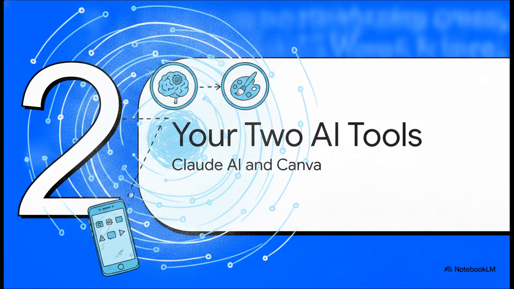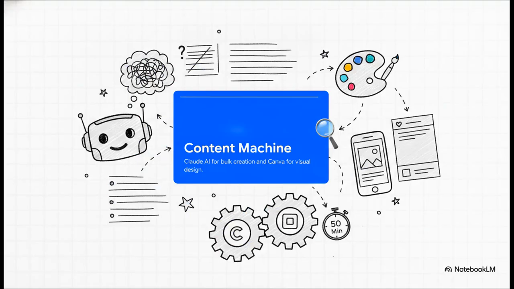Moving on to Section 2, your 2 AI tools. The absolute most crucial point here is that you only need 2 tools working together to pull this off. Claude for your text and Canva for your design. That's it. That is the entire engine of our 50-minute content machine.